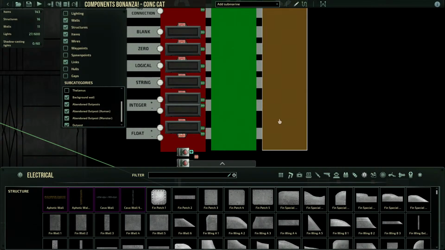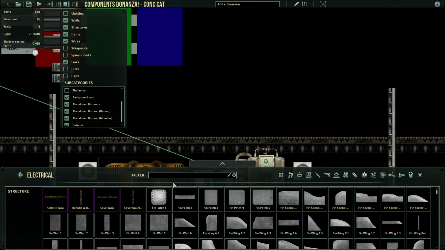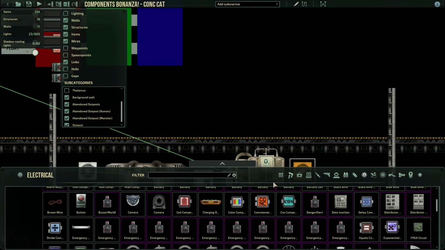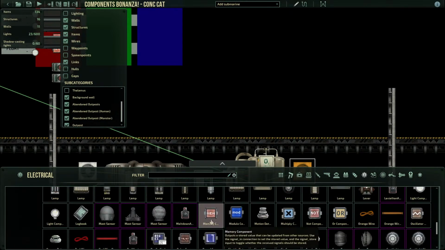Yes, no. 5 by 5. Yes, good. Okay. That's the memory block.